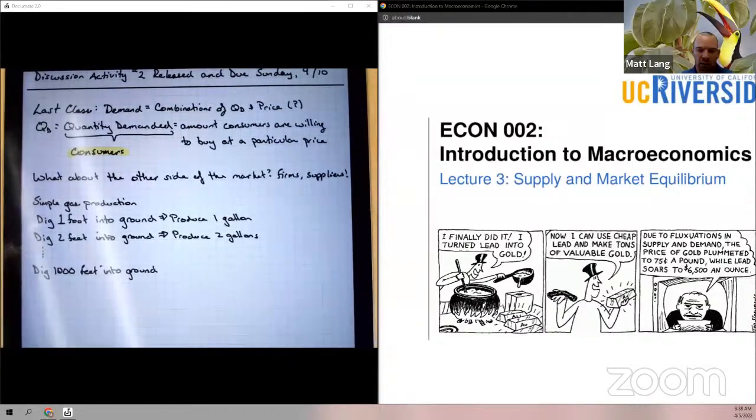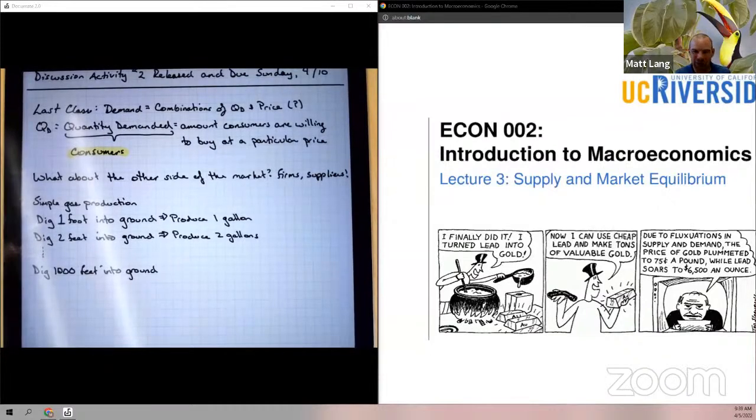The way I want you to think about simple gasoline production right now, and it's obviously more complicated than this, but work with me on just the general direction, is to just assume that you've got to dig 1 foot into the ground and you'll produce 1 gallon of gasoline. So you're somewhere in LA near the tar pits or something like that. If you dig 1 foot into the ground, you'll get 1 gallon of gasoline.